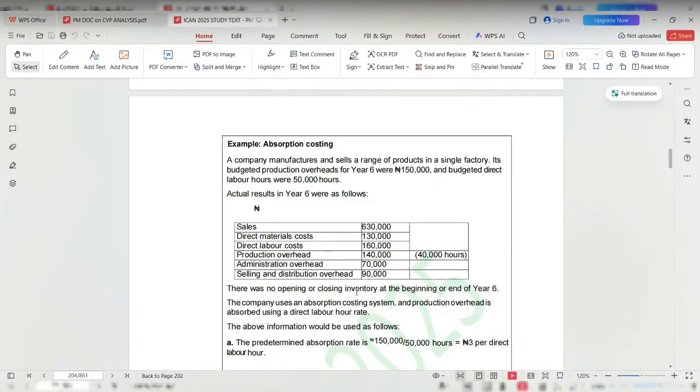So we have sales, direct material cost, direct labor cost, production overhead cost, and it tells us the number of hours. Then we have the actual now. We budgeted 50,000 hours, but our actual hours are now 40,000 hours. There was no opening or closing inventory at the beginning or end of year 6. The company used an absorption costing system, and production overhead is absorbed using the direct labor hour.